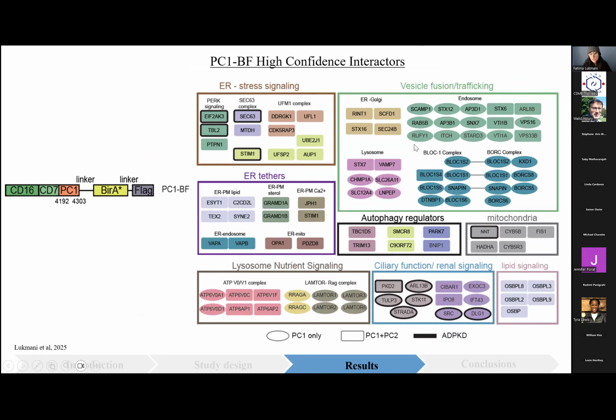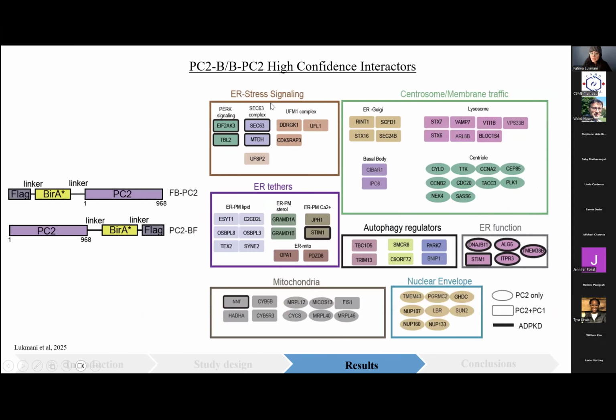For our focus, we found this BLOC-BORG complex that was a standout, which is involved in vesicle trafficking. And this protein complex was highly enriched in the polycystin-1 interactome, but it was missing in polycystin-2, and also missing in the mutant form of polycystin-1 that we did the BioID on. So this complex, we thought, would be very critical in assessing how it modulates the regulation of polycystin-1.